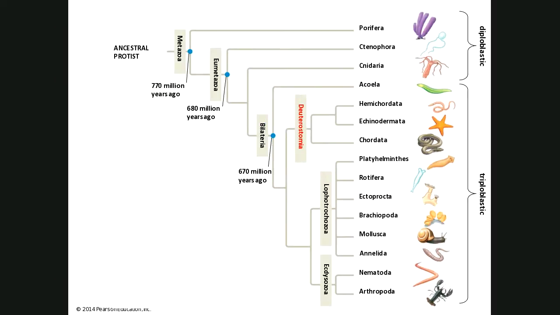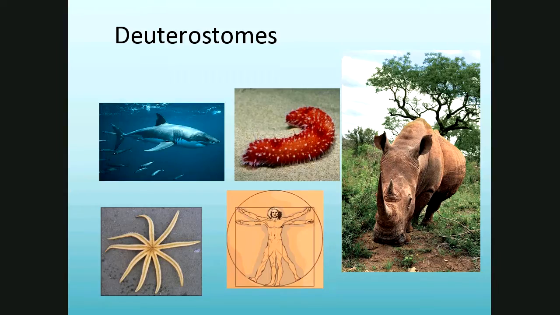So the deuterostomes include that rhinoceros. I think that's a white rhino, if I remember right. It's a pretty impressive looking critter. Sharks, sea stars, sea cucumbers, and humans. We're all in this group together. Our closest invertebrate relatives are the echinoderms. What's that horn made of on a rhino? Does anybody know?